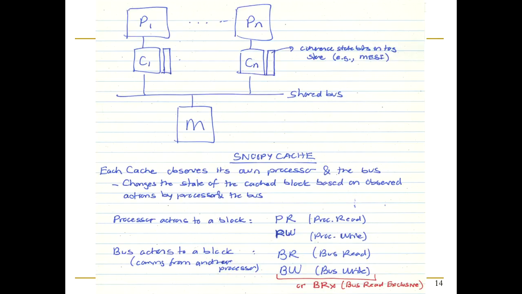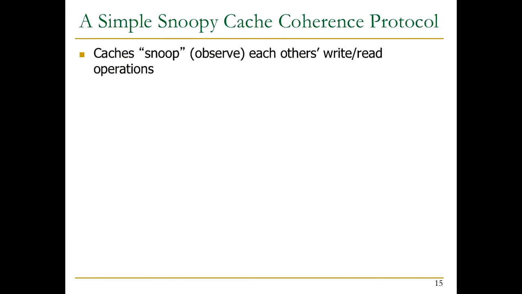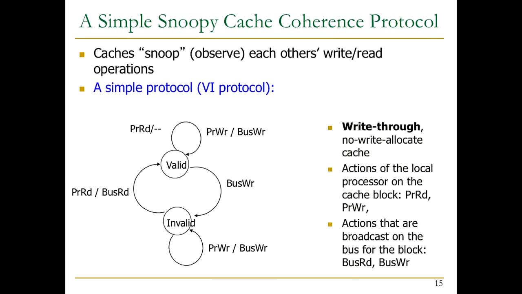You can have many different protocols of different complexities, right? So let's start with simple protocols. We've seen this protocol already. This is the valid-invalid protocol, VI protocol, right? It assumes some things about the cache. It's a write-through cache. You don't allocate on writes. That's how the state diagram works. Basically, whenever you observe a bus write on the bus, if you're in valid state, you move to invalid state, right? And valid state has a meaning here, right? Valid state means that you have the copy, and the copy is clean. Clean meaning it's the same as the copy in memory.